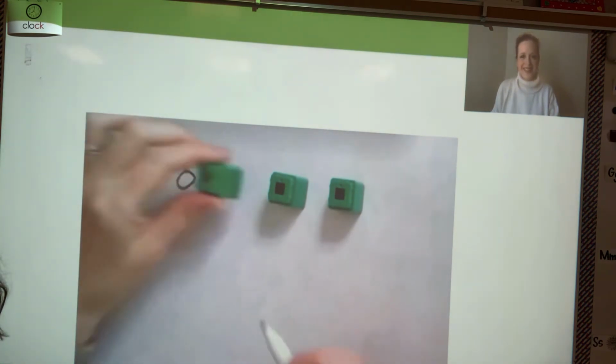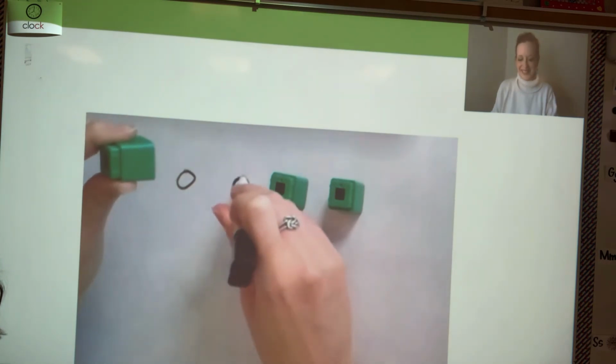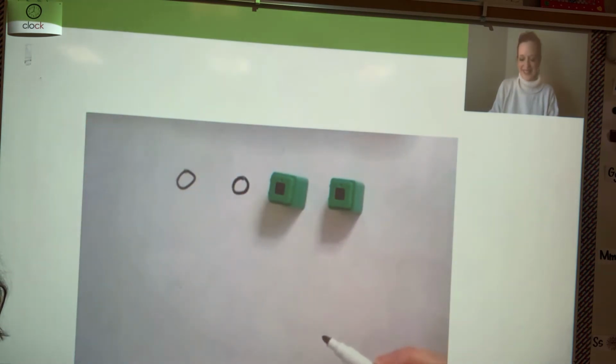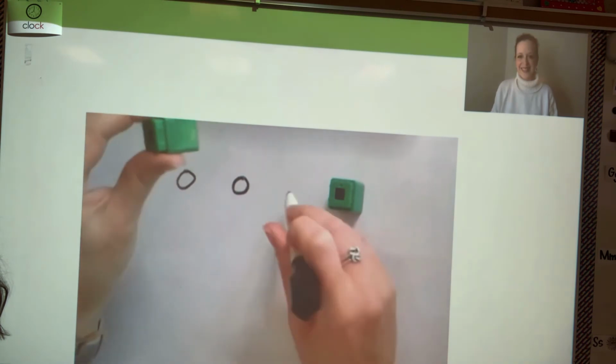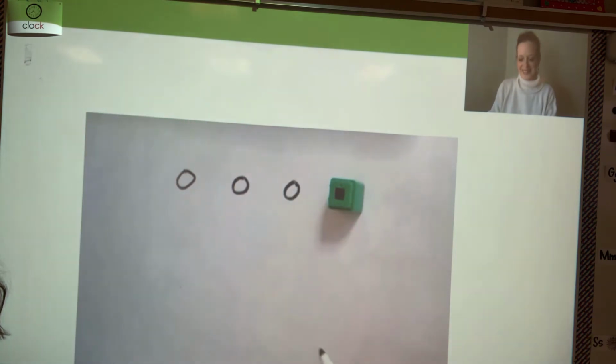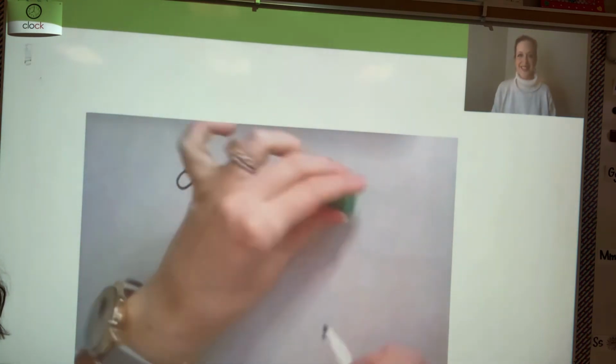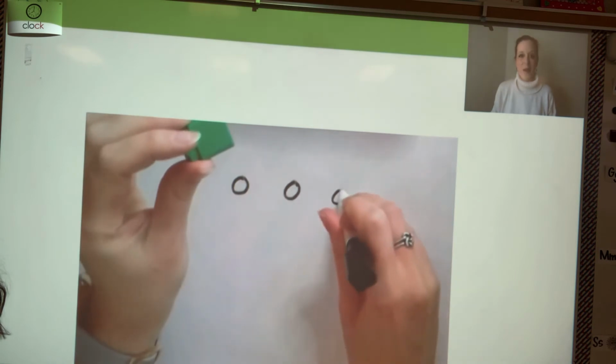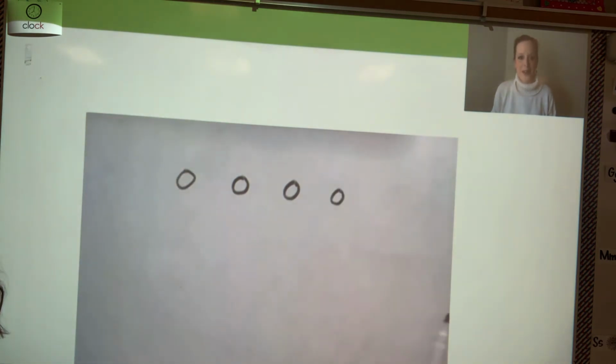Good job, friends. I love how I see you working. Make sure you're doing what Miss Emily is doing. Great, now we have drawn 4 butterflies. Let's keep listening to the story. 2 of the butterflies left to go to another flower.